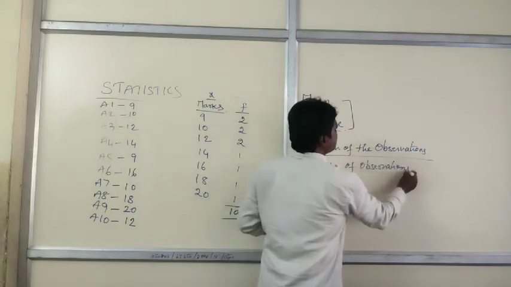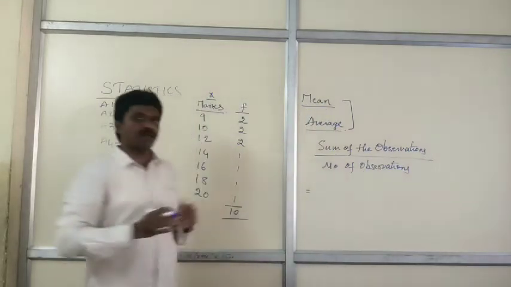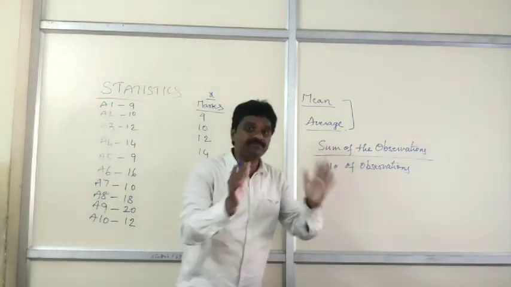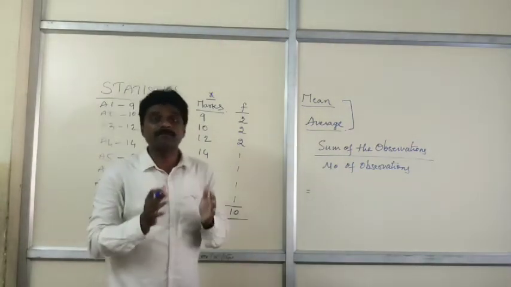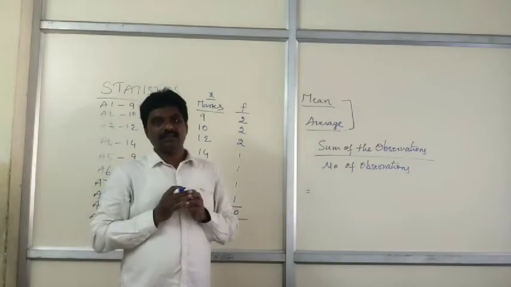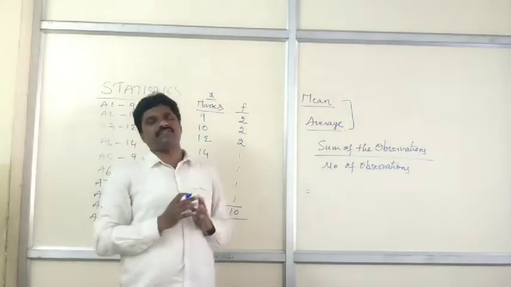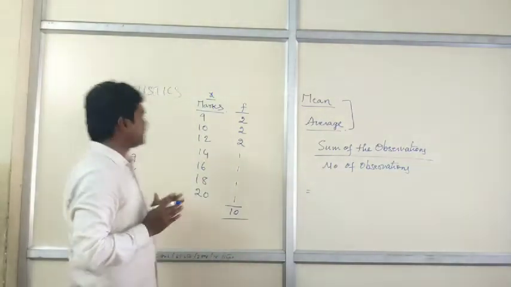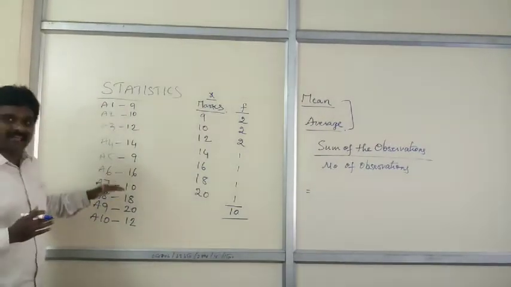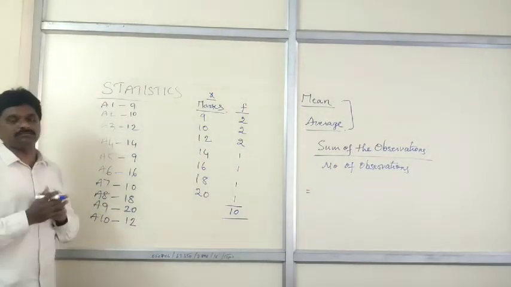Sum of the observations divided by the number of observations. What is the sum of the observations? Sum in the sense total, adding of all the observations. If you observe here, these are the 10 students I have got.